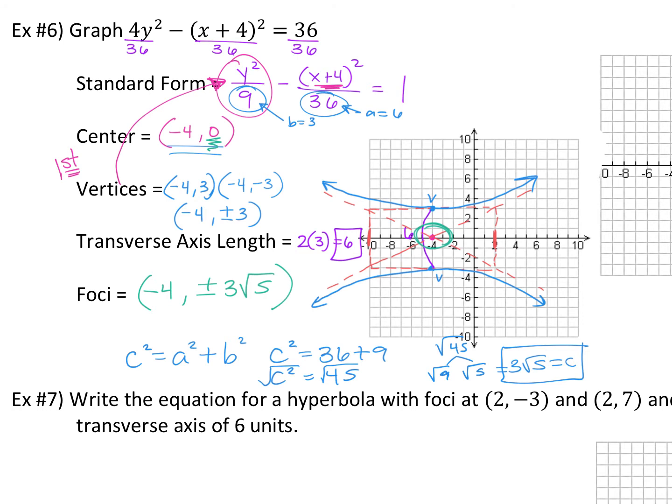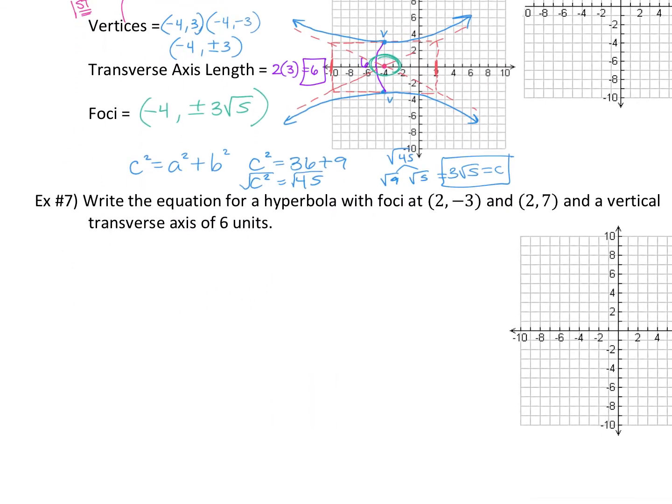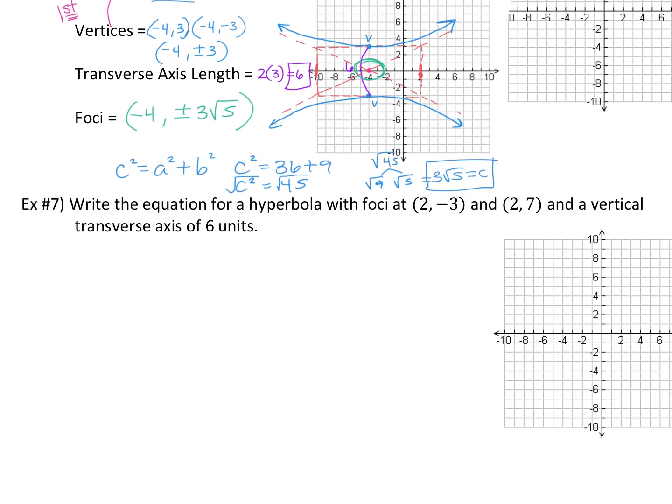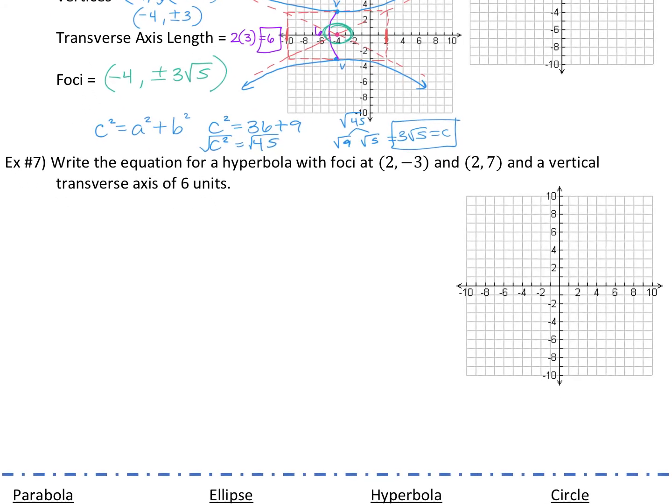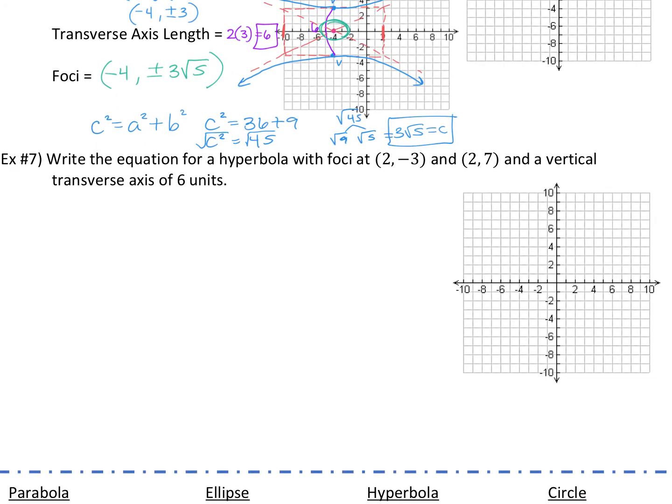All right, last problem, and then I'm going to just talk you through one last idea. Here we go. This one says write the equation for a hyperbola, so subtraction, right, with foci at (2, -3) and (2, 7), and a vertical transverse axis of 6 units. Okay.